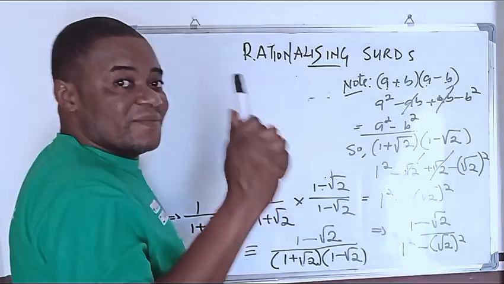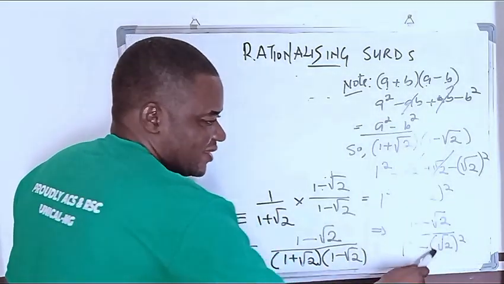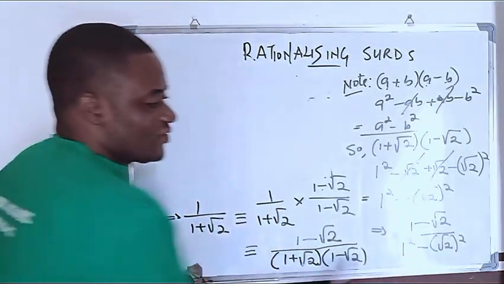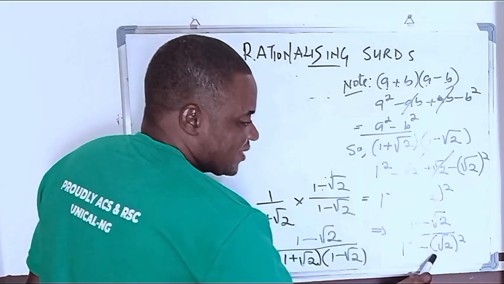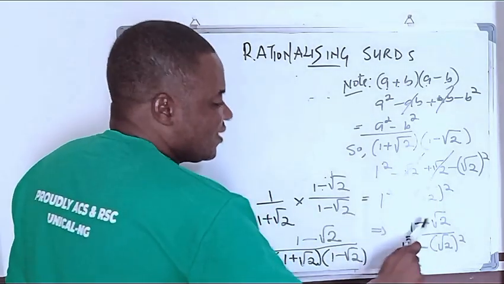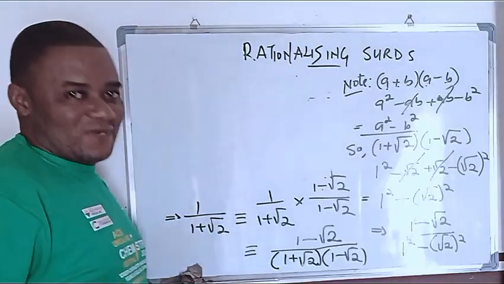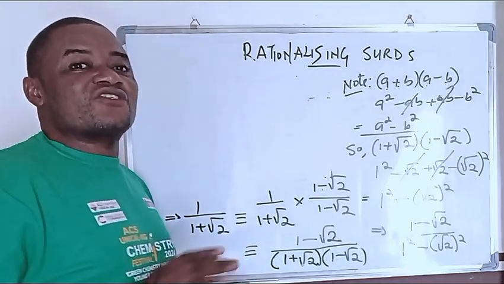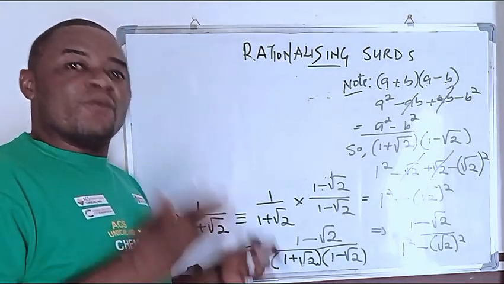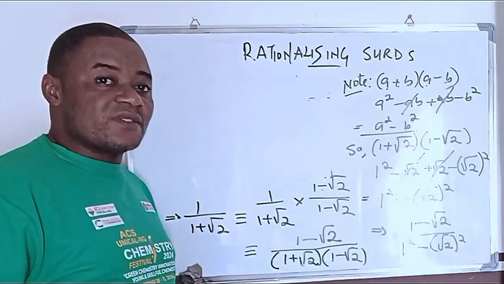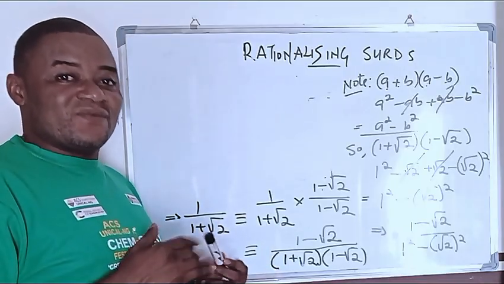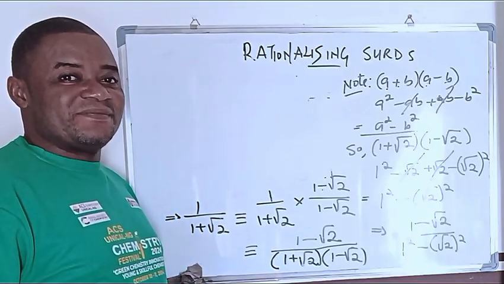Do not make the mistake of cancelling this by this. Once you cancel this root 2 by this square and tell me that it is 1 all over 1 minus root 2, you are wrong. You don't rationalize surds in that way. You must follow the laws that govern surds. Check our previous lectures. We have it there.